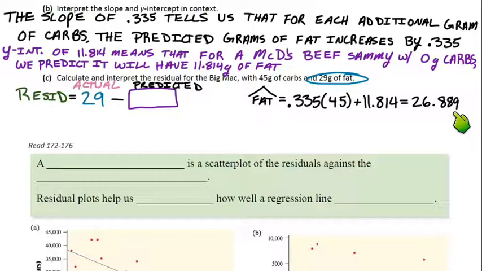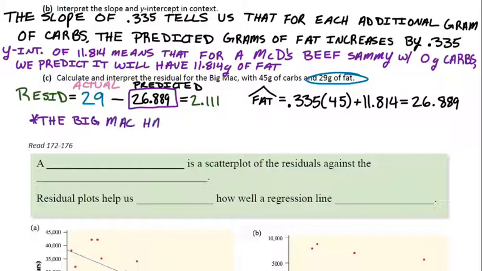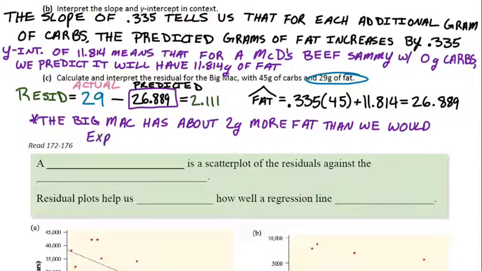So what's the residual? Well, just subtract the actual minus the predicted now that we have the predicted. So that's 2.111. And then we got to make sure we interpret this. What does 2.111 mean? Since you got a positive residual, that means the actual value was higher than what we would have predicted. So the Big Mac has about 2 grams more fat than we would predict based on just using our line.